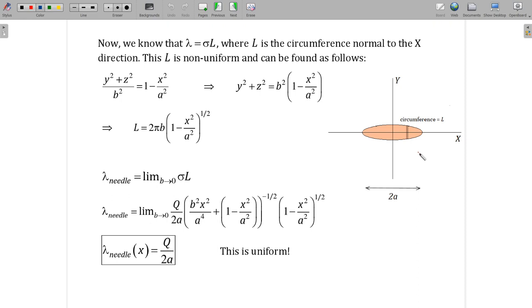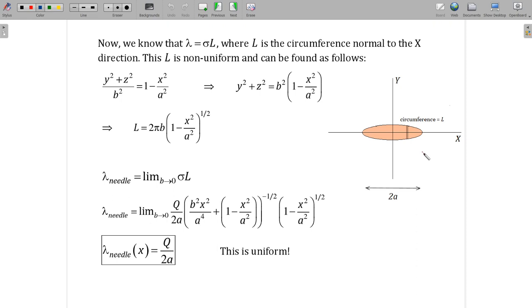So as soon as you fix the x coordinate, the charge per unit length does not depend on y and z because it's a total charge that you're measuring. It's not the surface charge density. It's the charge per unit length.